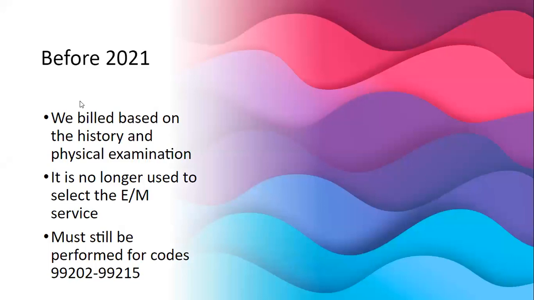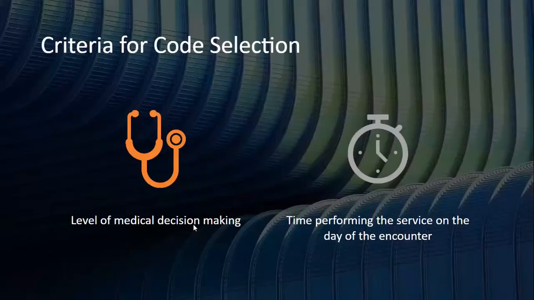So there have been some changes. Before 2021, we billed based on their history and physical. We no longer have to document all those 12 systems that you all want to document so badly and do a complete physical. That's not needed. But it still must be performed.